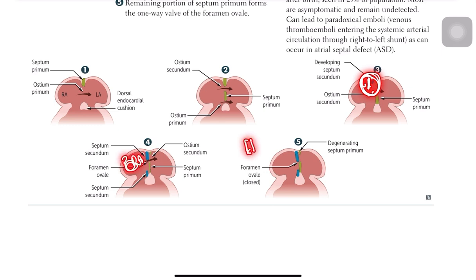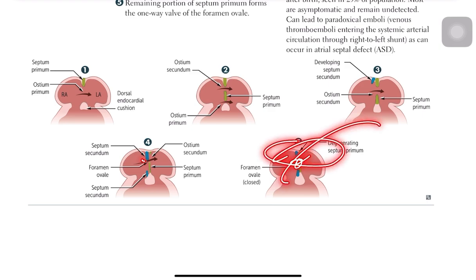so that the blood in the right atrium would prefer to flow through the pulmonary artery rather than flowing through this foramen ovale. So this pressure would decrease and this pressure would increase, so that the septum secundum and the septum primum would come closer, so that this defect gets filled.